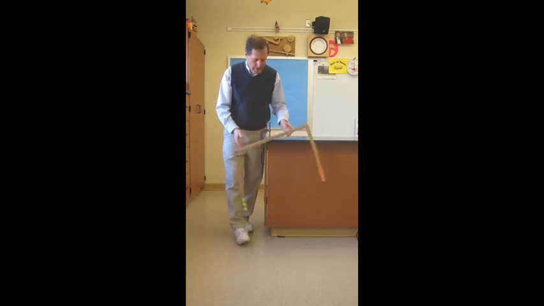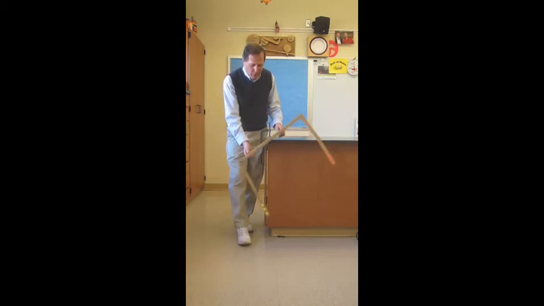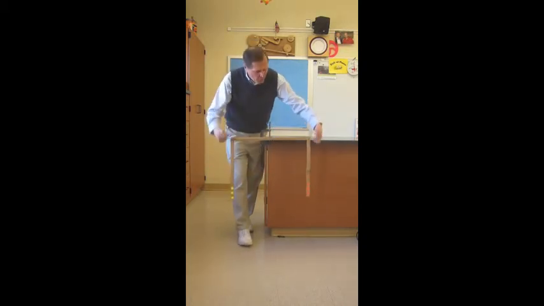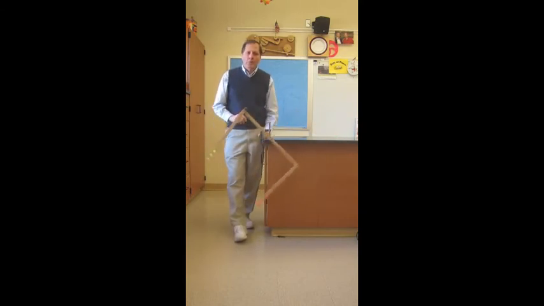Chaotic bar pendulum. It starts off with a bar that has a bolt going through it, and it's free to rotate around that bar, and it has these two arms hanging down. And if I give it a small push, we simply see it rocking back and forth.